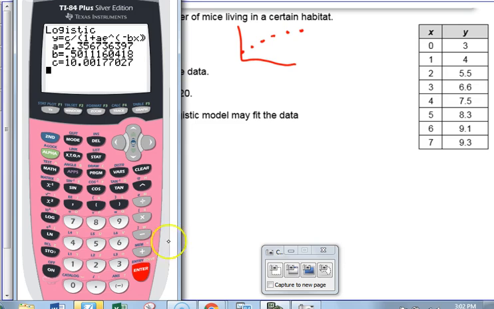Yours take a long time? Mine took a while to make up its mind, but eventually I have c over 1 plus a e to the negative bx. And I have 3 numbers. No one will get an R value. Logistic does not generate a regression correlation coefficient. Okay? Logistic does not generate a correlation coefficient. Ever.